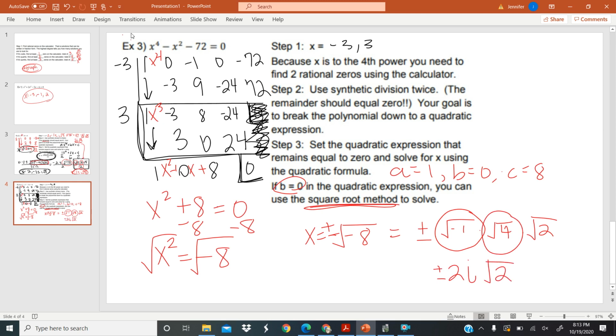So the plus or minus 2i square root of 2, that's going to give us our other two solutions up here. So we had negative 3, positive 3, and then our other two solutions are plus or minus 2i square root of 2. And then remember that the plus or minus gives us two separate solutions, so that gives us all 4 solutions right there.